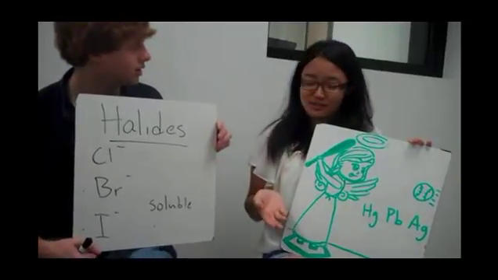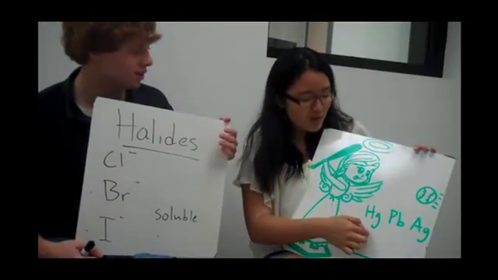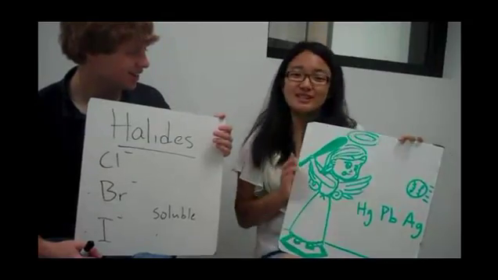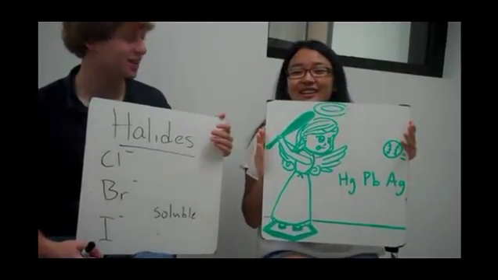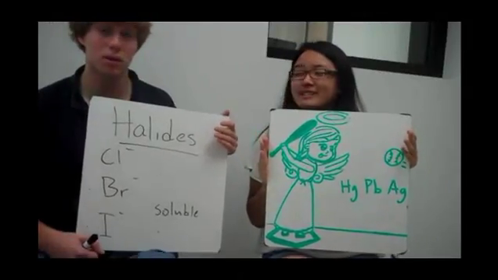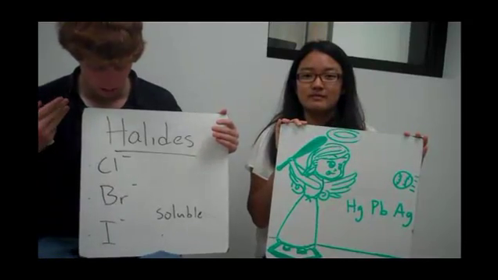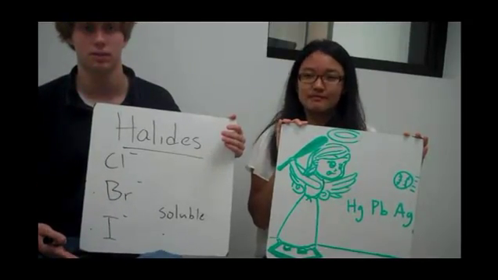I've created a mnemonic device. Holy girls play baseball angelically and gracefully. So look at this picture. That is perfect. I know, you'll remember it so well. Remember, mercury, lead, and silver are going to form solids when paired with any of the halogens.